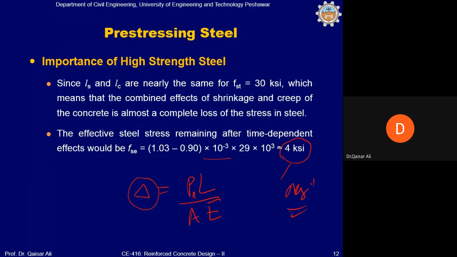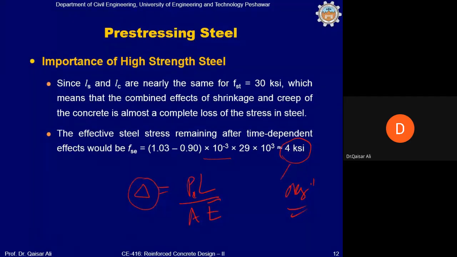If we can increase the yield strength of steel up to 200 ksi, for example, then we will be able to stretch the steel up to a stress limit of, let's say, 180 or 150 ksi. So the strain will be more, and if creep and shrinkage give us a strain of 0.9 in 10 to the power minus 3, and if there is some delta, then the strain produced in the steel minus all the recovered strain will be deducted.